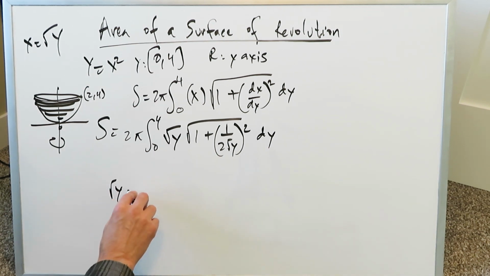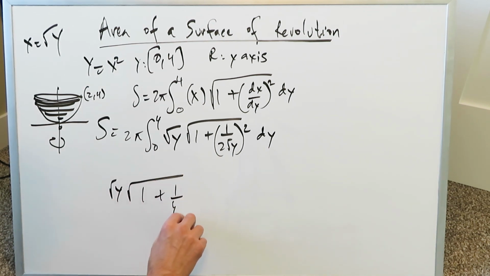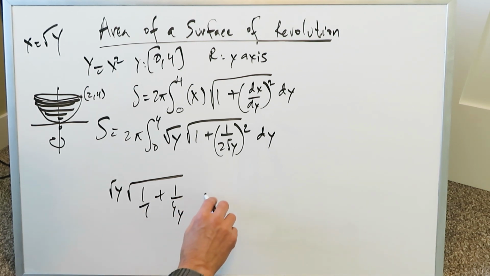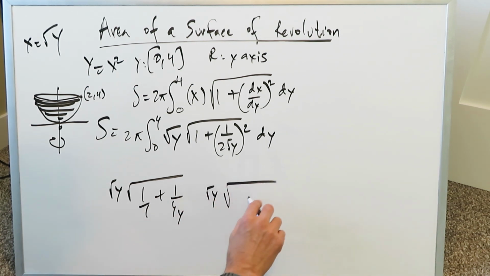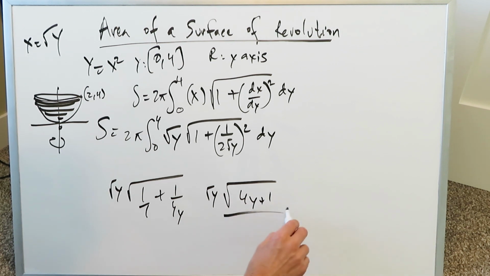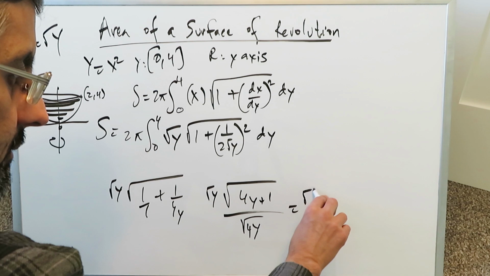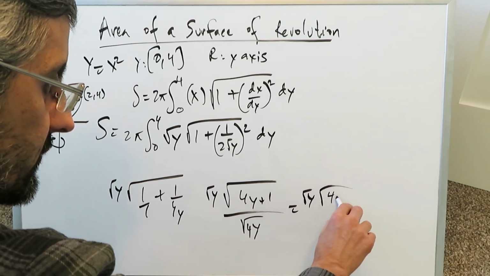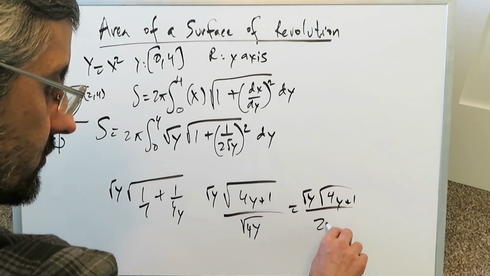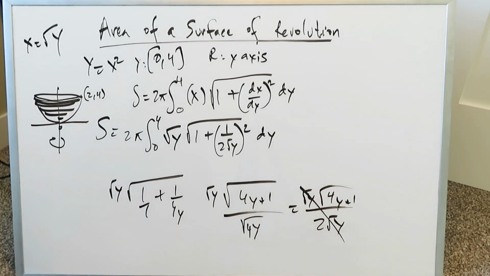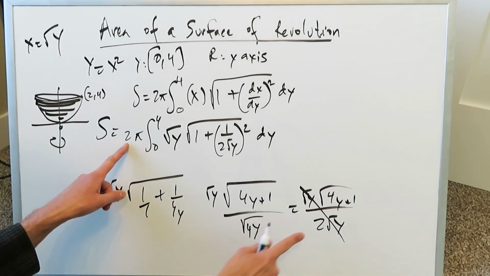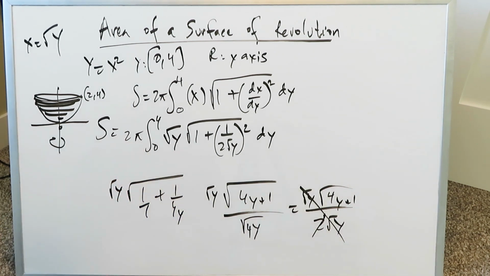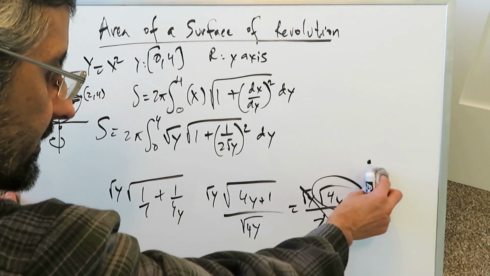We have a root y over here, then we have a 1 plus 1 over 4y. Common denominator, you'll have a root y, and then here you'll have a 4y plus 1 divided by a root of 4y, which I'll write separately, which will be a root y times root 4y plus 1 divided by 2 root y. These root y's will cancel out, but then you'll also see this 2 and this 2 will cancel out. All you have in the end remaining after all of this is just a root 4y plus 1. So allow me to bring that in for you.